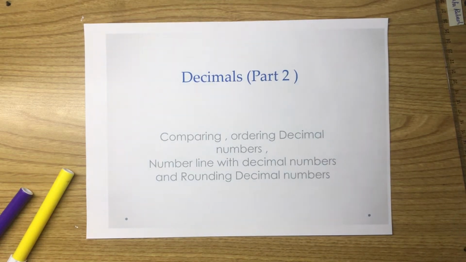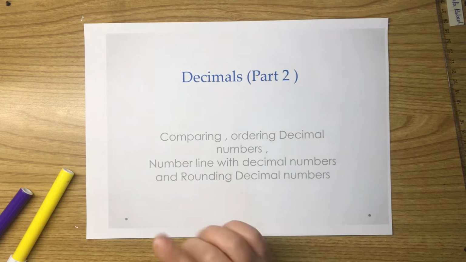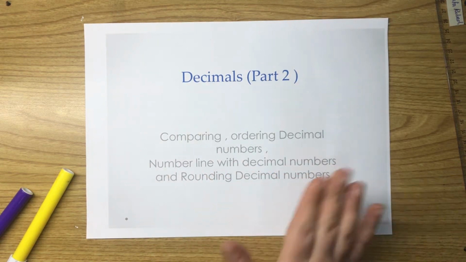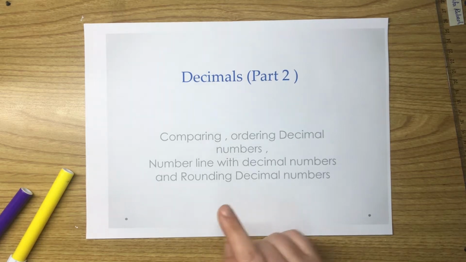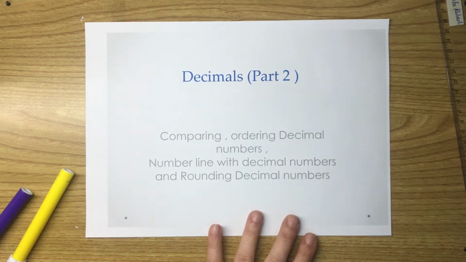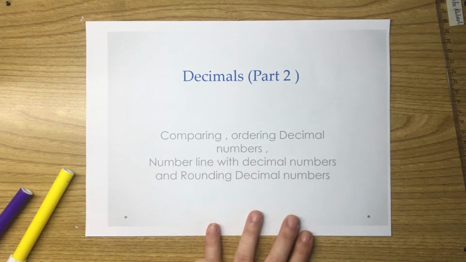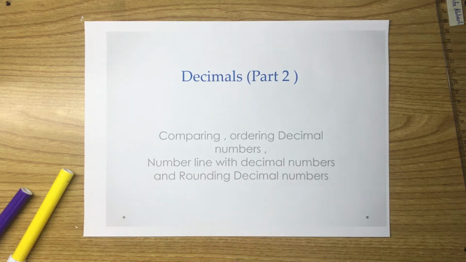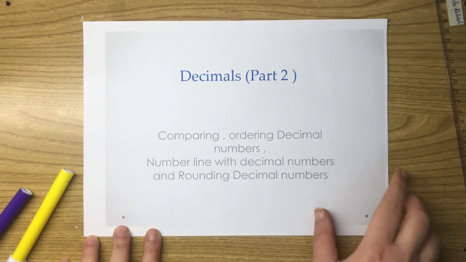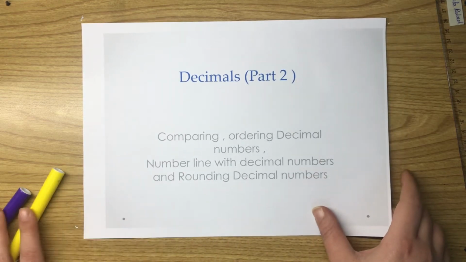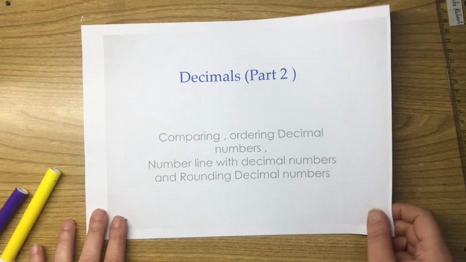Decimals part 2. We are going to continue. Today we will look at how to compare decimal numbers, ordering decimal numbers, number lines with decimal numbers, and rounding these numbers again. So we are ordering on the number line and rounding decimal numbers. By the way, that includes rounding decimal numbers to whole numbers, not just this specific place.